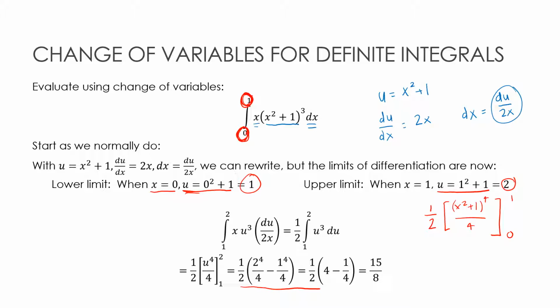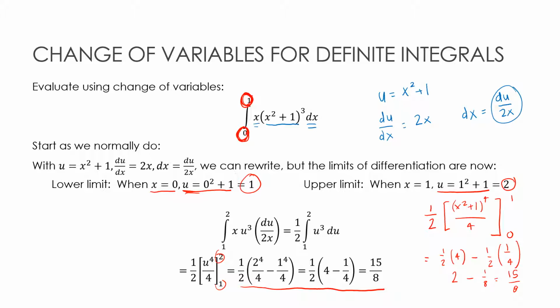Because as we can see, I've already worked it out for plugging in 1 and 2 with u. But if I went back to the x's, let's look at that. So if I plugged in 1, that would be 1 squared plus 1, which is 2 to the 4th. 2 to the 4th is 16 divided by 4, so it's 1/2 times 4, minus 1/2 times, if I plug in 0, 0 plus 1 is 1, 1 to the 4th is 1, so that's 1/4. And so I end up with 1/2 of 4, which is 2, minus 1/2 of a 4th, which is 1/8, which gives me, guess what, 15/8.